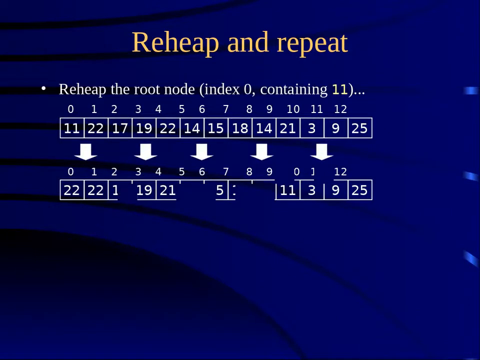So then we reheap. Shun the 25. So, yeah, just keep track at home. Remember that the children of 0 are 1 and 2. You pick the larger, which is the 22, so you swap the 11 and the 22.